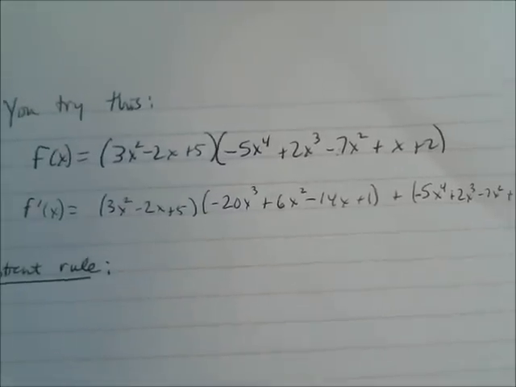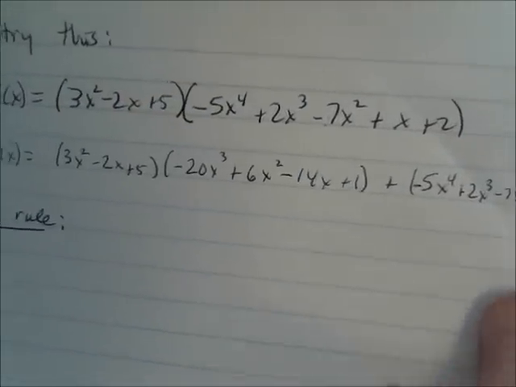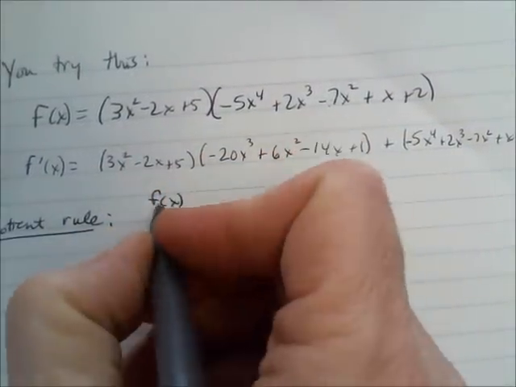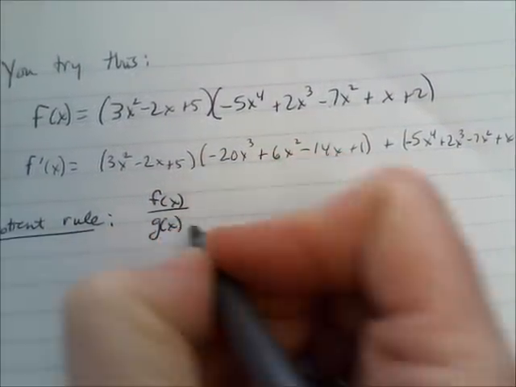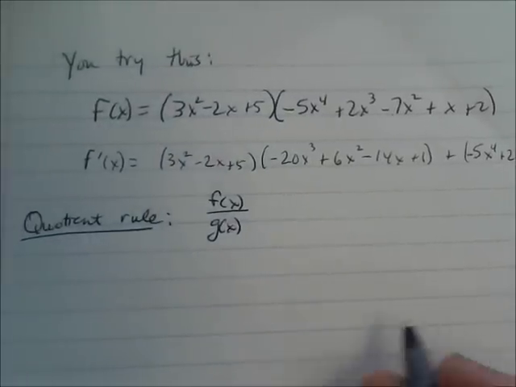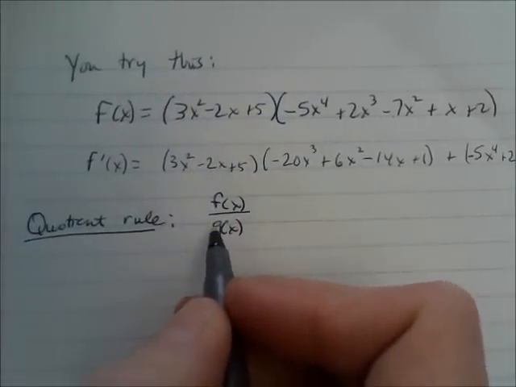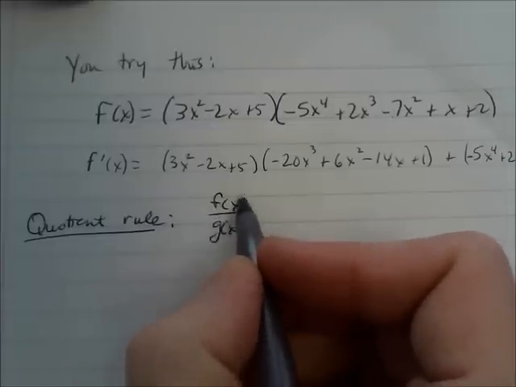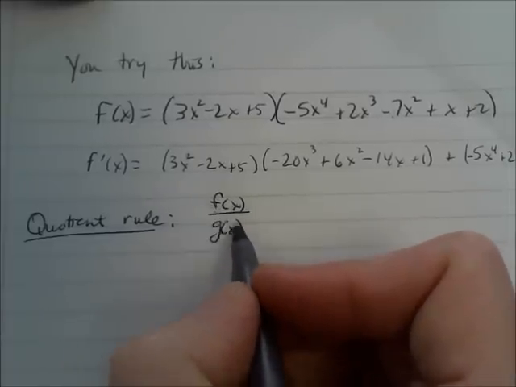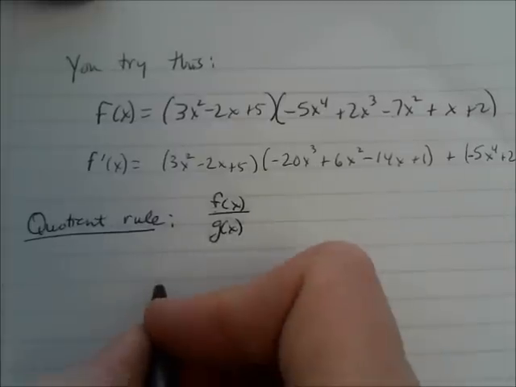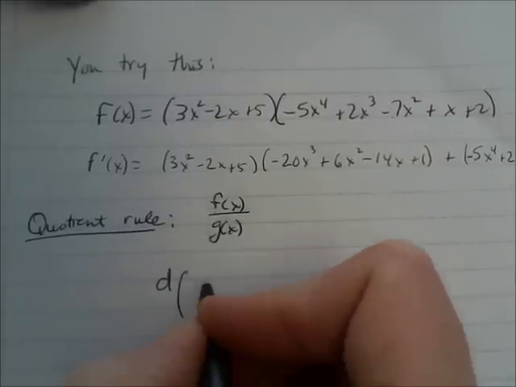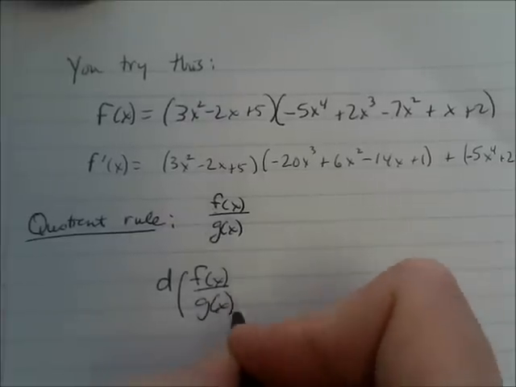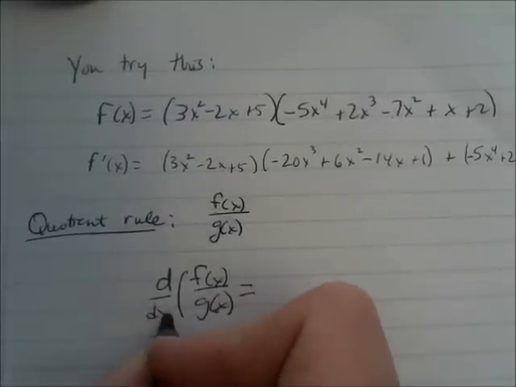So in a quotient rule, you're going to have two functions divided by each other. So you'll have some function f of x divided by some other function g of x. And if I wanted to find the derivative of that, what we're going to do is we're going to take the derivative of the top and multiply it by the bottom. So the notation would be the derivative of f of x over g of x with respect to x.